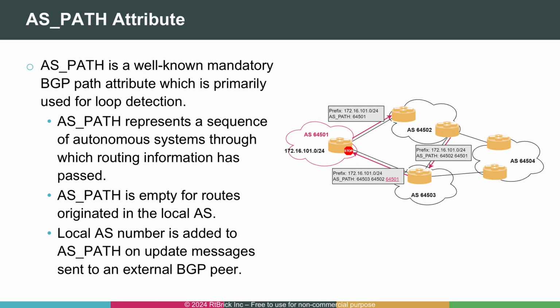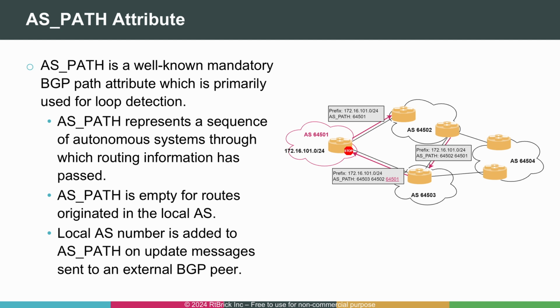The AS path is a well-known mandatory attribute and represents the autonomous systems that need to be traversed to reach the destination. Historically, there were two different components of the AS path attribute, the AS sequence and the AS set.